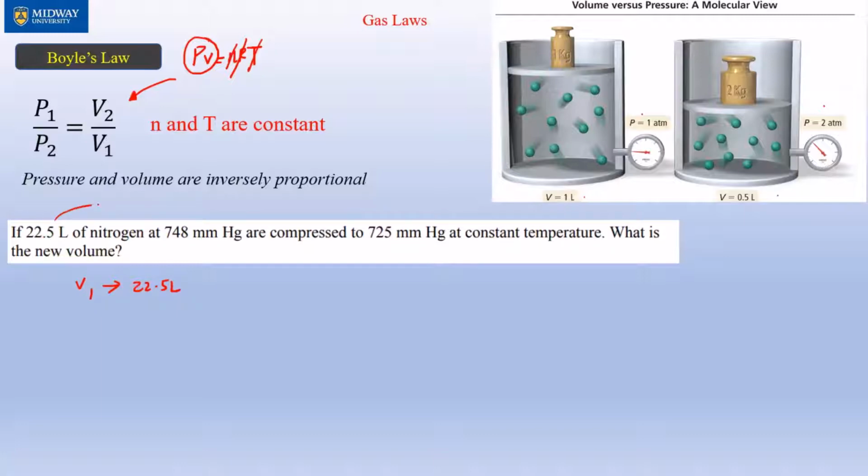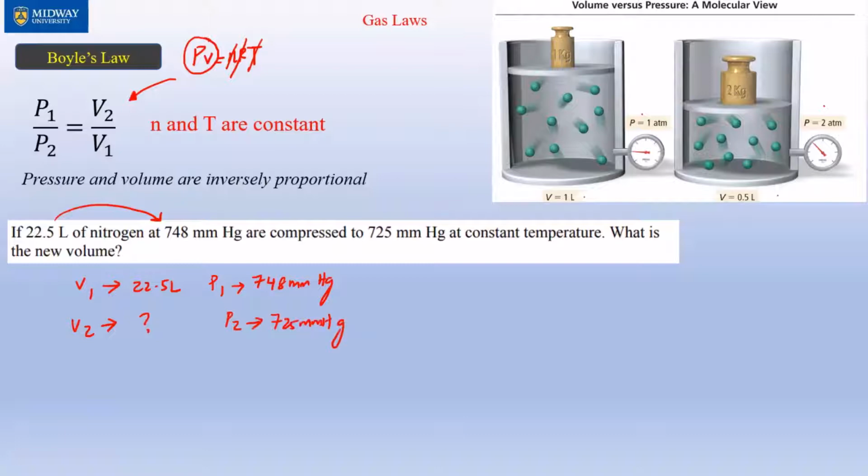So if 22.4 liters at this pressure, so that's P1 is 748 millimeters of mercury, is compressed to the new volume. So this is V2, because it's relative, right? It doesn't matter which one you assign V1 or V2, but whatever you assign V1, you must assign the corresponding value with P1. Otherwise, if you mix and match, you're going to have a problem. But generally speaking, the first set of conditions is V1 and P1. The second condition, V2, is what we need to find. P2 is your new pressure, which is 725 millimeters of mercury.